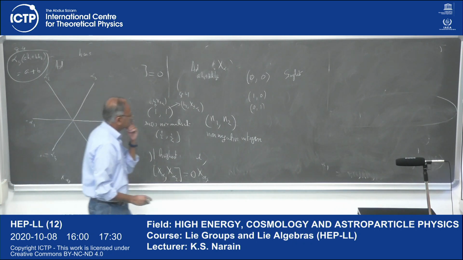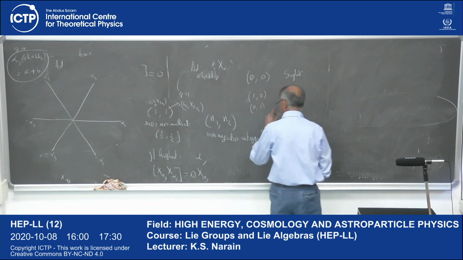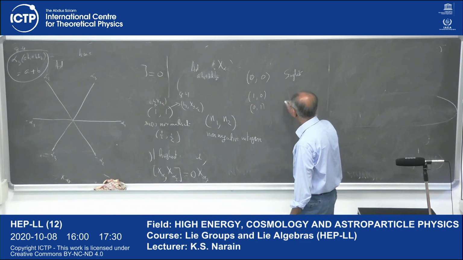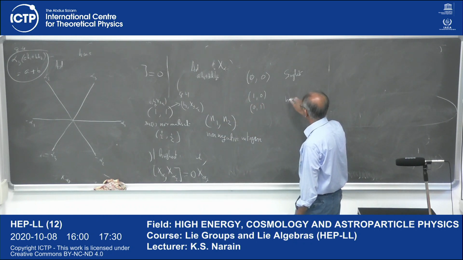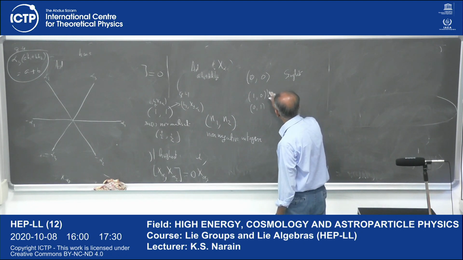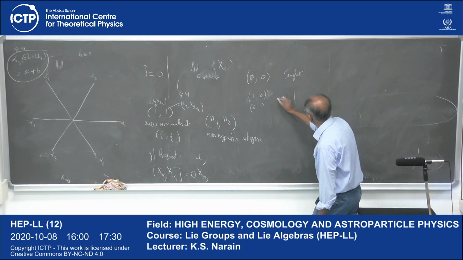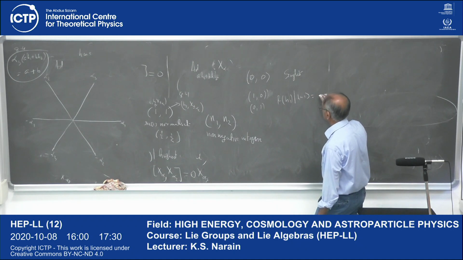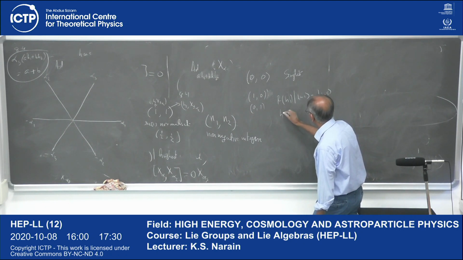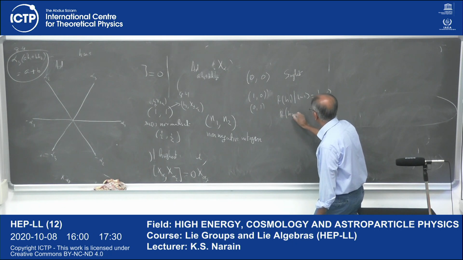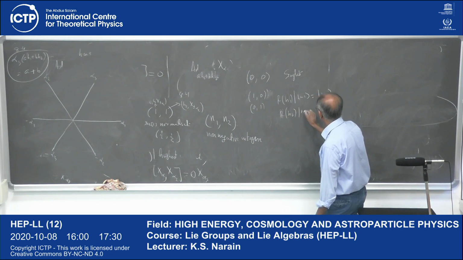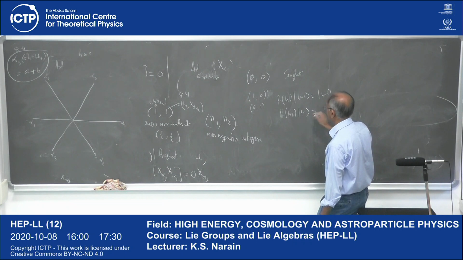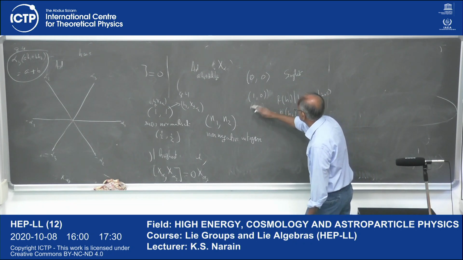Okay. So 1 means H1 acting on this state. This is the highest weight state. H1 acting on the highest weight state is simply the highest weight state. And H2 acting on the same state is equal to 0. So I'm looking at the first one, this one, 0.